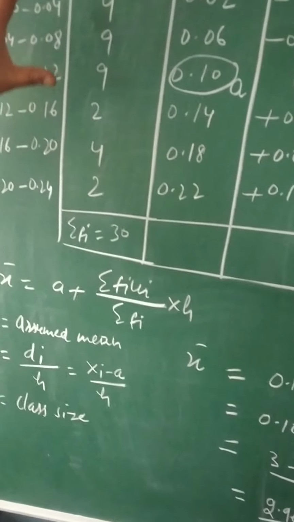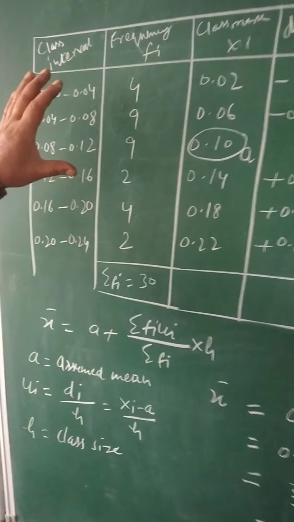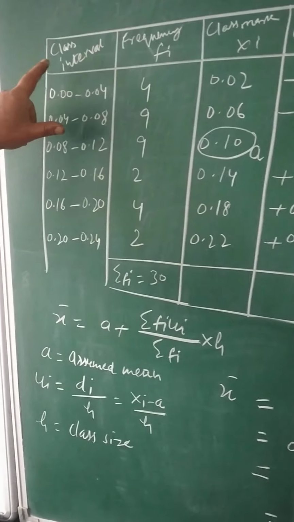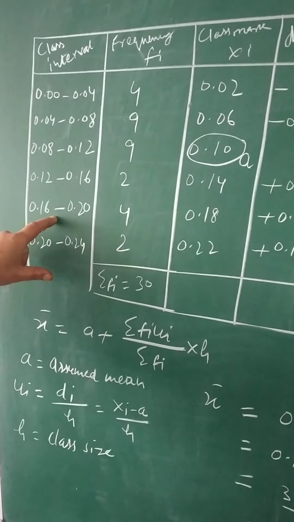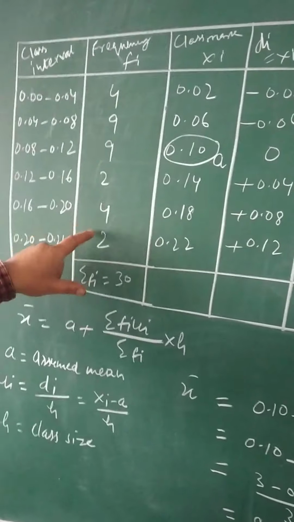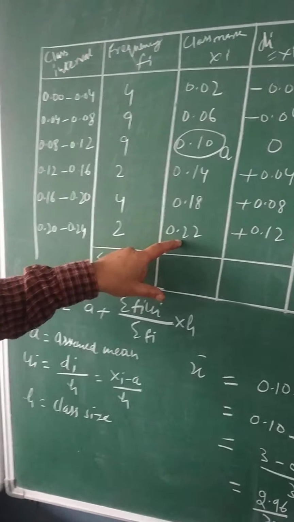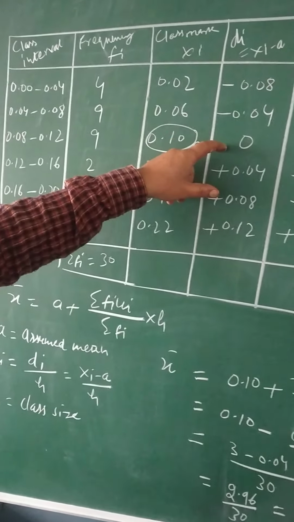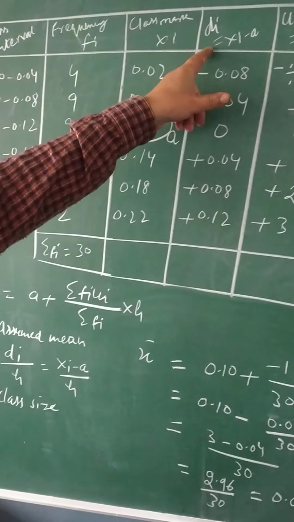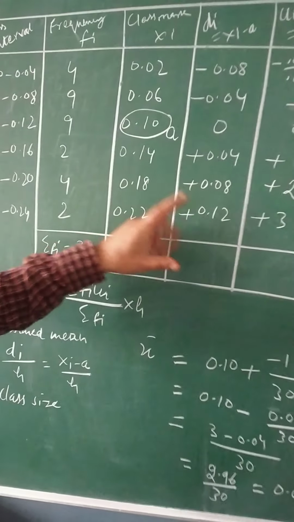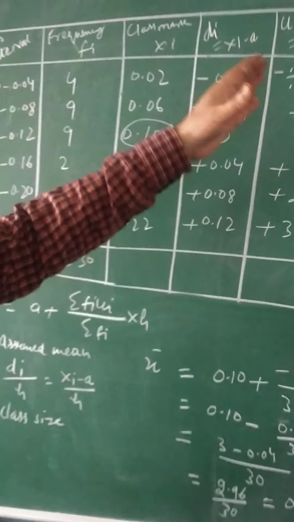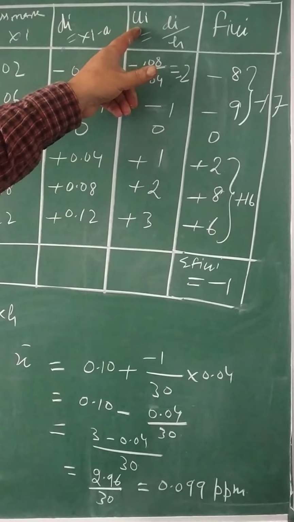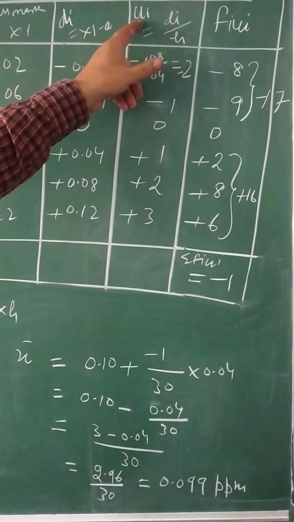So in the step deviation method, now 1, 2, 3: first is common, again class interval, again frequency, again class mark, then the fourth is again common. Now what we did in the previous one, xi minus a, that is di, same. Now the fifth column is added to get ui. This is the step deviation.